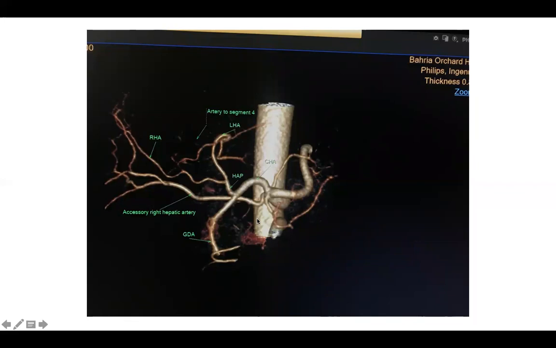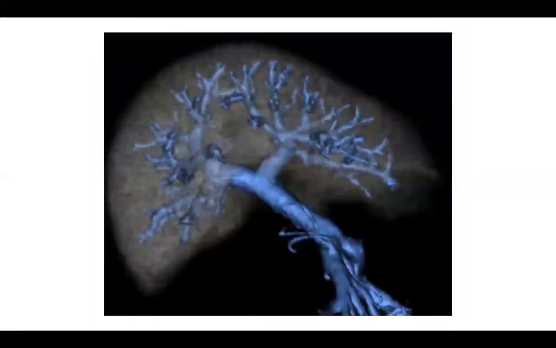You can perform vascular reconstruction. For example, in this case, this is vascular reconstruction of the celiac axis, where you can see a right hepatic artery, accessory right hepatic artery, and the left hepatic artery. And then you can plan your arterial reconstruction accordingly.